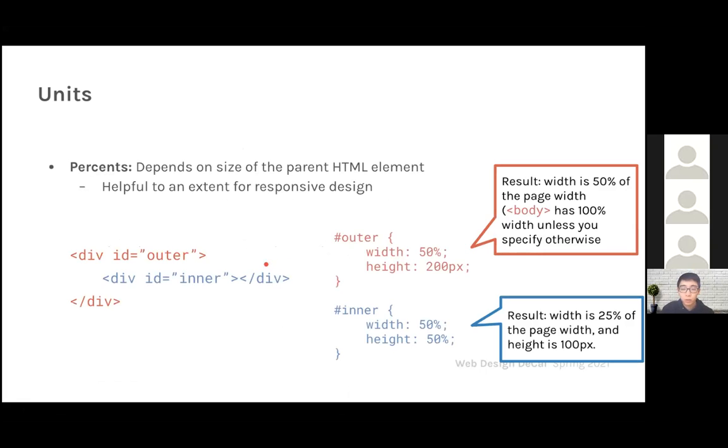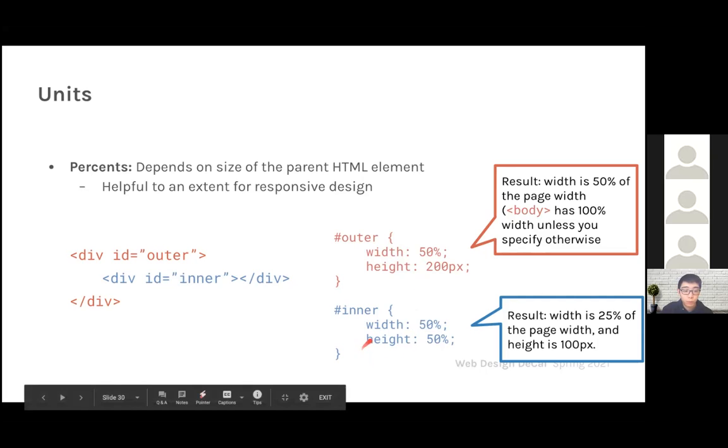Oh, actually, we do talk about percent here. But percent is obviously a relative sizing. So for example, if we have a div, you can add a width of 50%, which will be 50% of whatever parent it has. In this case, we have body, and it'll be 50% of the body width.